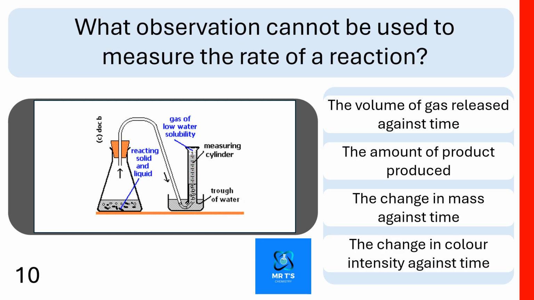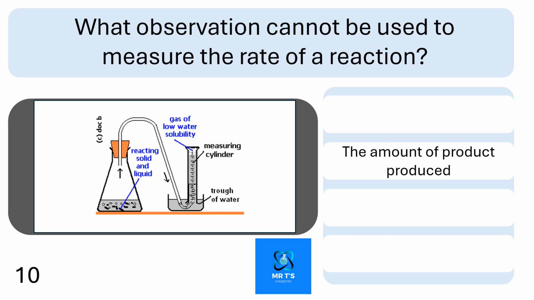What observation cannot be used to measure the rate of a reaction? The volume of gas released against time, the amount of product produced, the change in mass against time, or the change in color intensity against time. Of course, the amount of product produced is determined by the amount of reactants that were reacted, not their concentration, their temperature, or their surface area. So that is the one factor that will not increase the rate of a reaction or influence it.